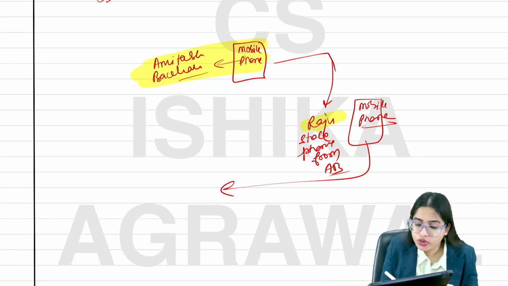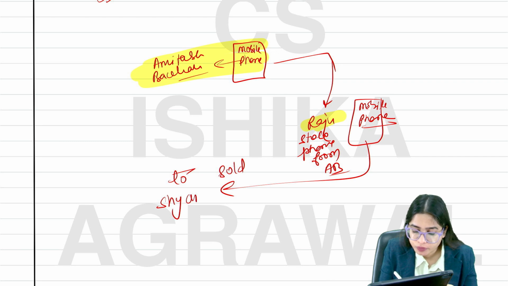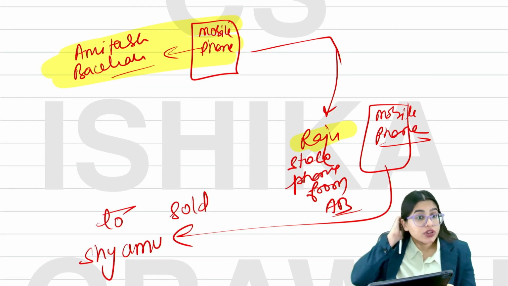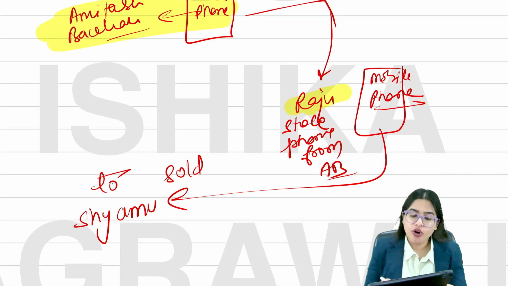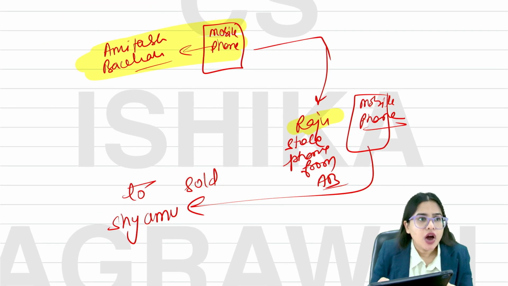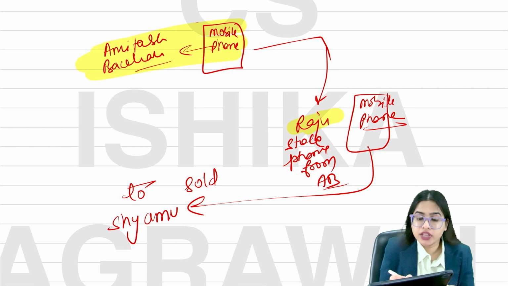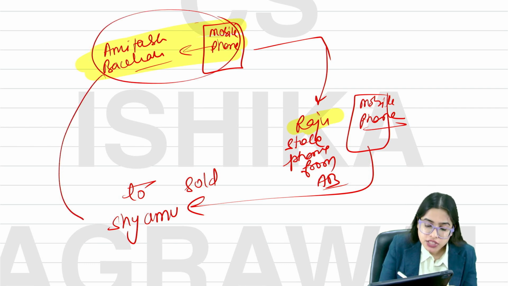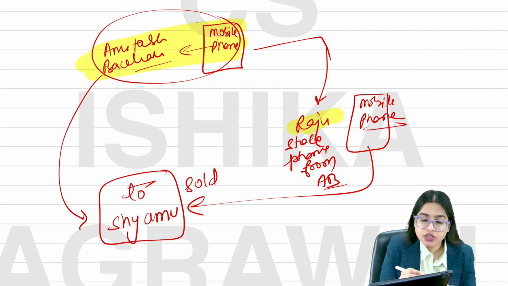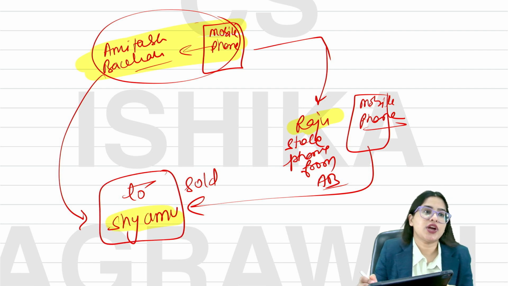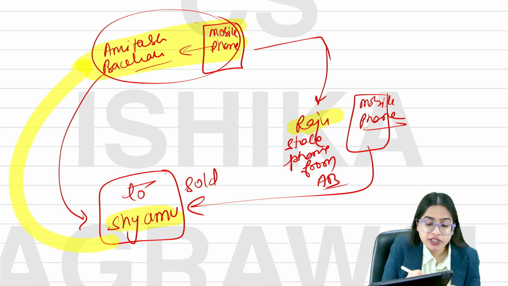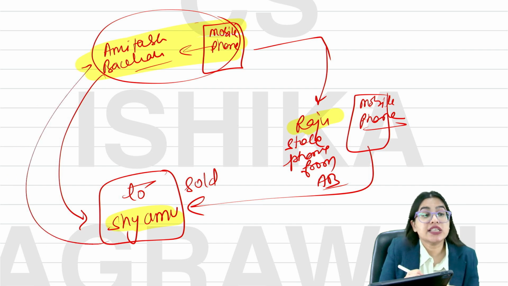Raju sold this phone to Shamu for, let's say, whatever price. Now when Amitabh Bachchan started an inquiry, he found out that his phone is with Shamu. Now Shamu has to return that phone to Amitabh Bachchan. The answer is yes. Why?